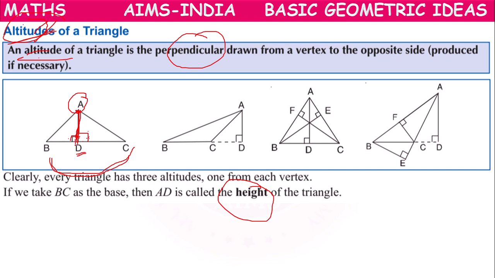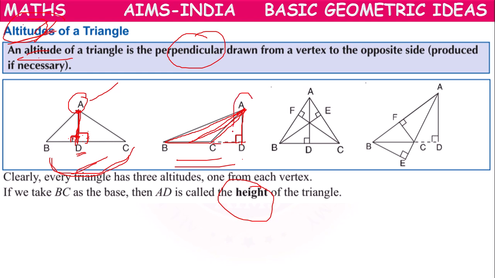So altitude means from the vertex to the opposite side, we have to draw a perpendicular. How can we say that it is perpendicular? The point at which it is touching the opposite side, if the angles formed at the point are right angles, then we can call it a perpendicular. So from A, we can draw a perpendicular. Suppose this is triangle ABC; if we draw a perpendicular here in between, it won't be perpendicular to BC. For that, we have to extend BC so that we can draw a perpendicular. Here AD is the perpendicular to BC.